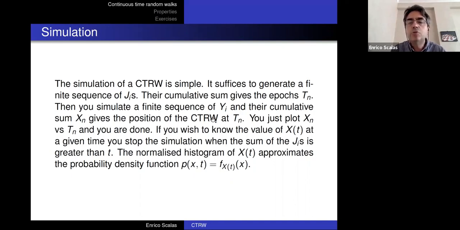And if you wish to know the value of the continuous time random walk at a given time, you just stop the simulation where the sum of the J_i's is greater than t. And you take the values for which the sum of the J_i's is smaller than t. And so the normalized histogram of X at time t approximates the probability density function that we are looking for.